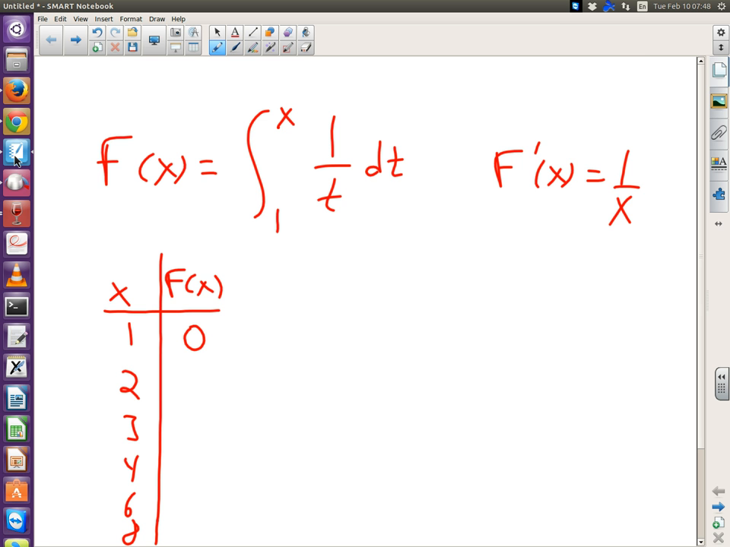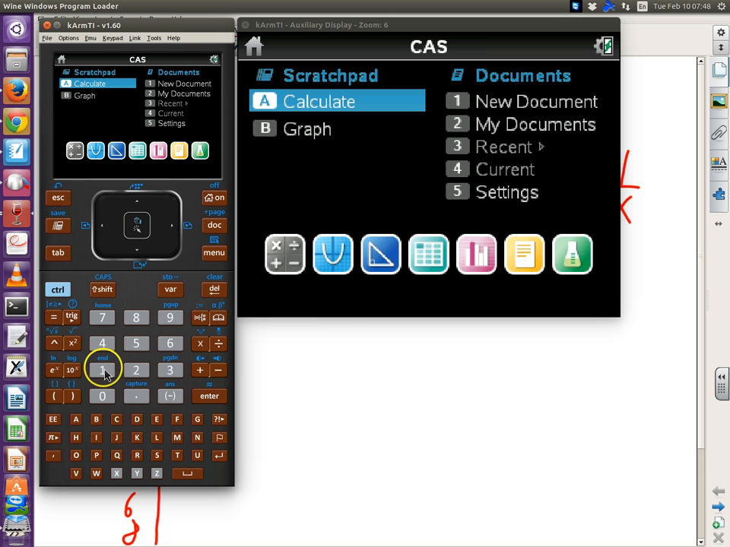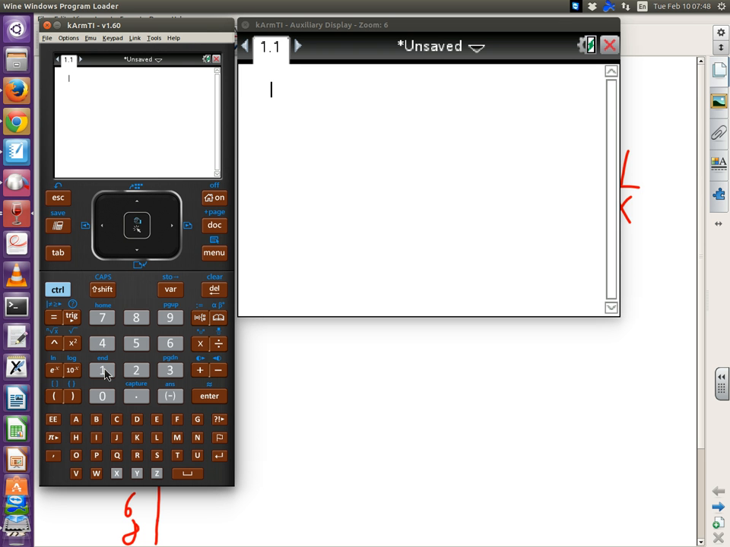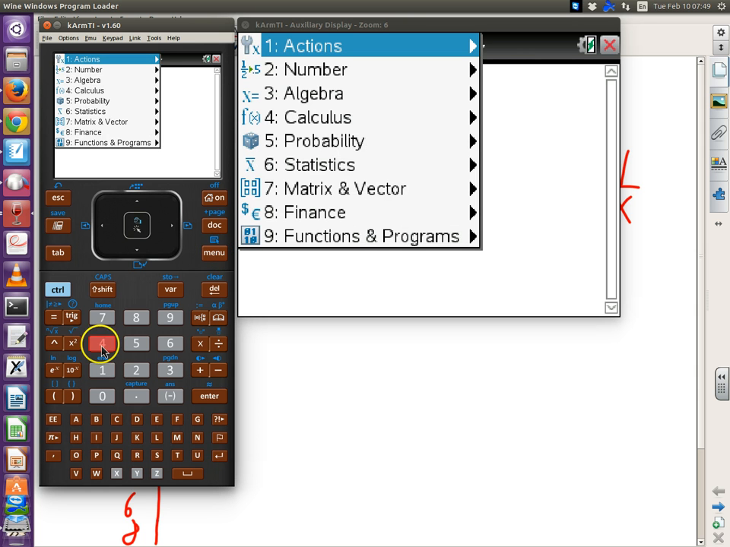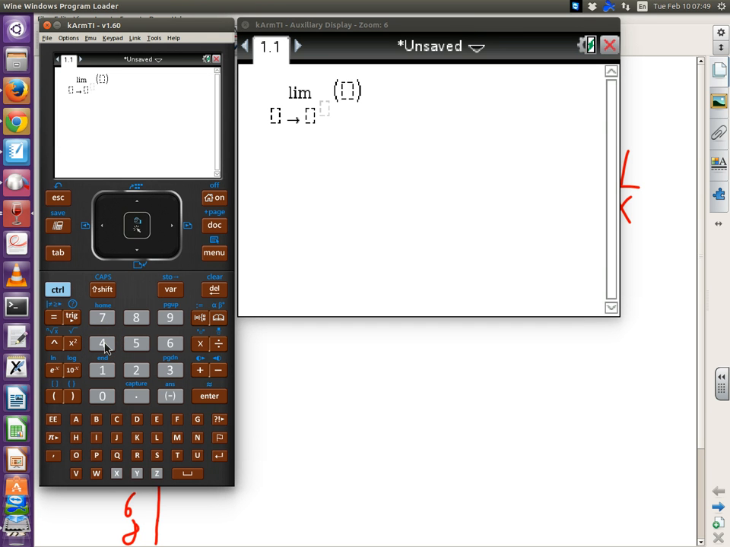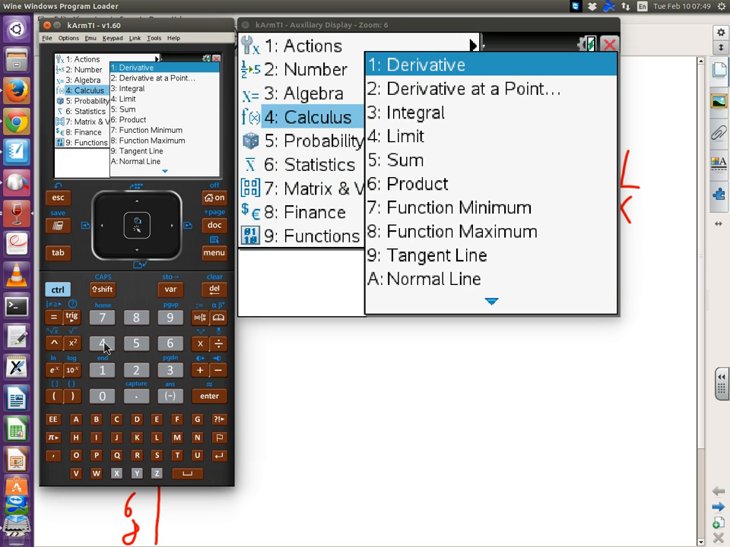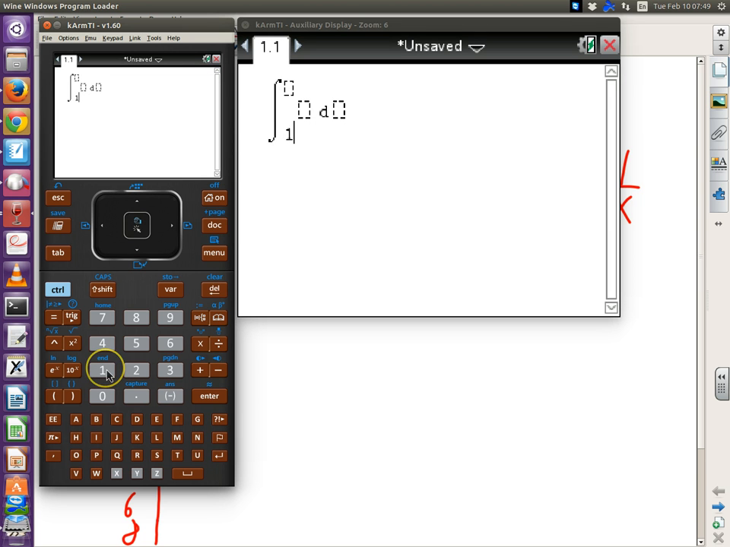All right, so let's calculate this thing. Let's make a calculator page. Let's do the integral. Did I actually make this a function? Let's try that. Menu, calculus, 3. I'm gonna type exactly what we had: the integral from 1 to x of the function, a rational, 1 over t, with respect to t.